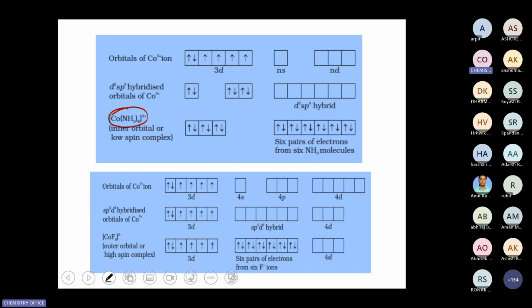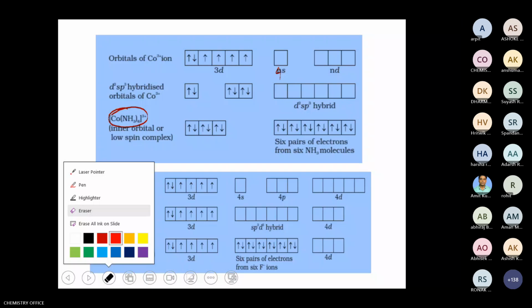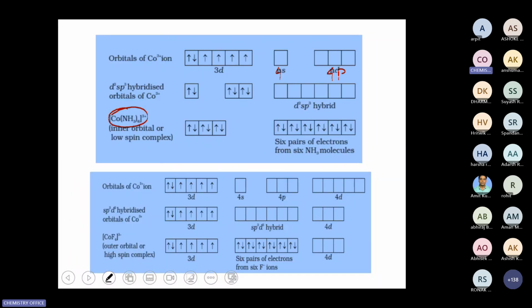There are 6 electrons, and these are basically 4s and this is 4d, and 2 more are there, which are not drawn here. That should be considered. Here the ligand is ammonia. Sorry, this was wrongly written. This should be 4p.